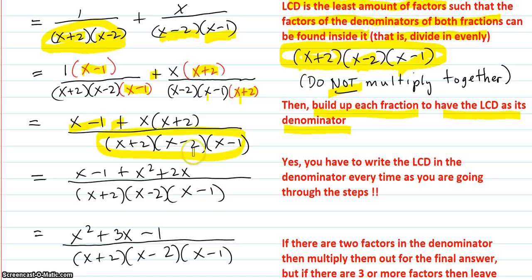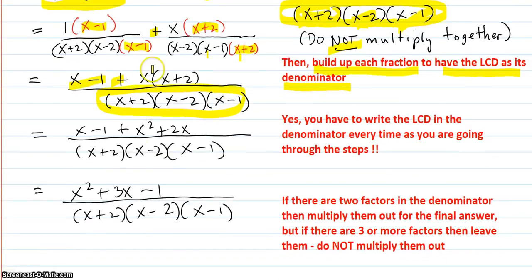So you just go ahead and add the two fractions because they have the same denominator now. And you just write it in the order that the LCD was, in this order. And these factors are out of order, but multiplication is commutative and you can move any of these around, so it's okay. So continue to multiply in, distribute the x, you get x squared plus 2x, leave the denominator. Yes, you have to write this denominator every time down the page. Yes, you have to write the LCD in the denominator every time as you're going through the steps, because if you don't, you're going to lose it, and you'll be suffering from a case of the lost denominator.